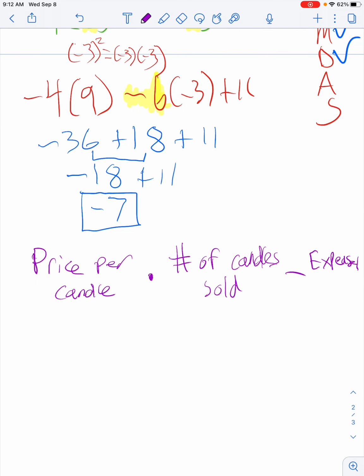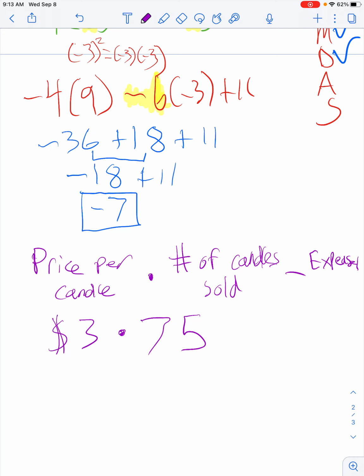So again, if I were to put this into words, let's say that one candle costs $3, okay? So I'm going to take my $3 candle and I'm going to sell 75 of them. So I take $3 and multiply it by 75, because I sold 75 of them.